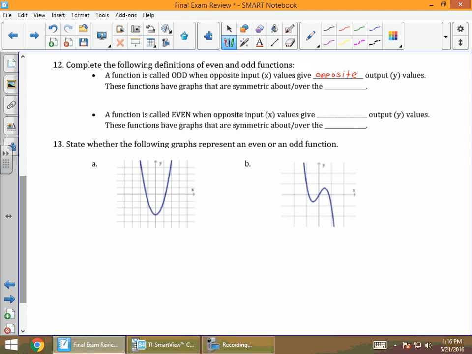You can think of the letter O in there. Opposite, opposite, odd. These functions have graphs that are symmetric about the origin. That means it is 180 degrees rotationally symmetric around the origin. A function is even if opposite input values give the same output values. These functions have graphs that are symmetric over the y-axis.